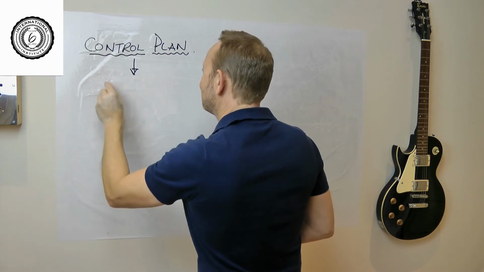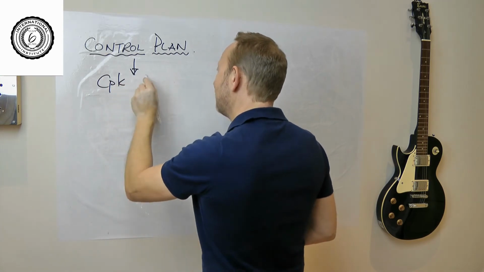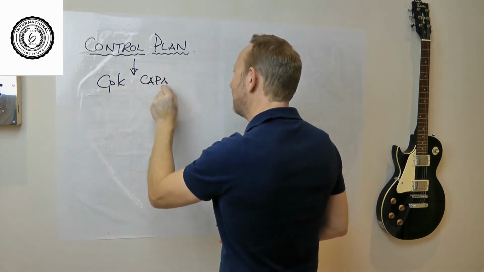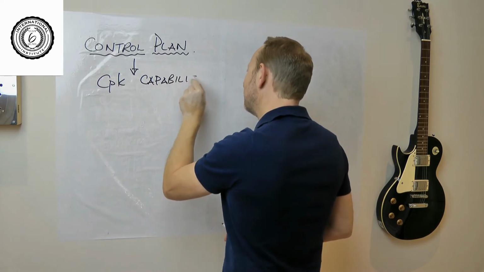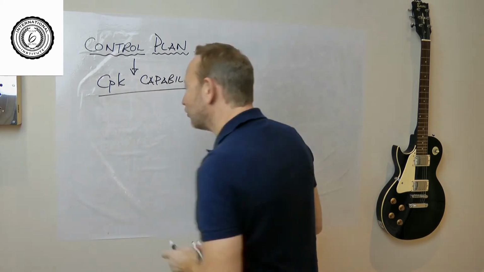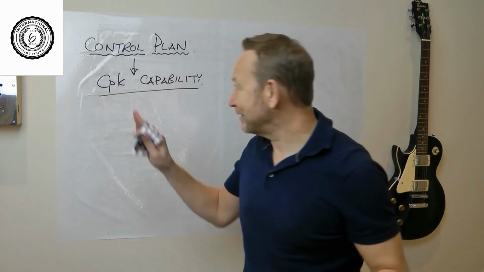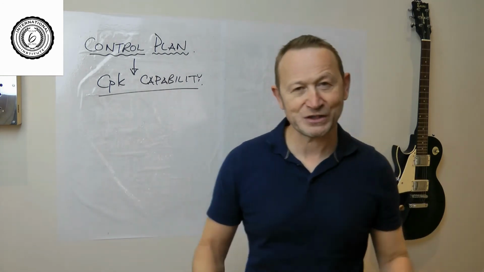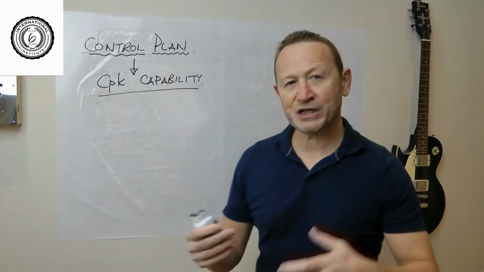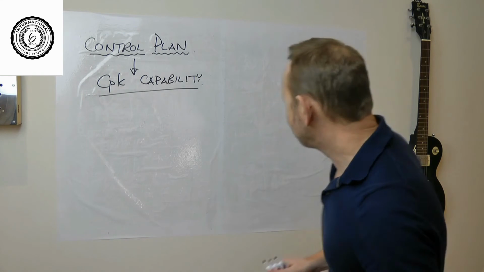Well, basically, you're trying to get your CPK, your process capability, to be under control, to be in a good place, whatever it happens to be. That's what we're trying to do. We're trying to get your process capability right. So we're going to take a look at a control plan. We're going to take a look at a proper control plan, not an inspection plan. So let's go back to the basics.